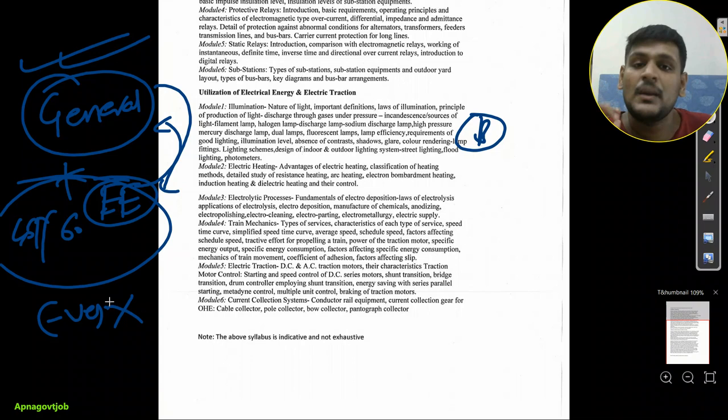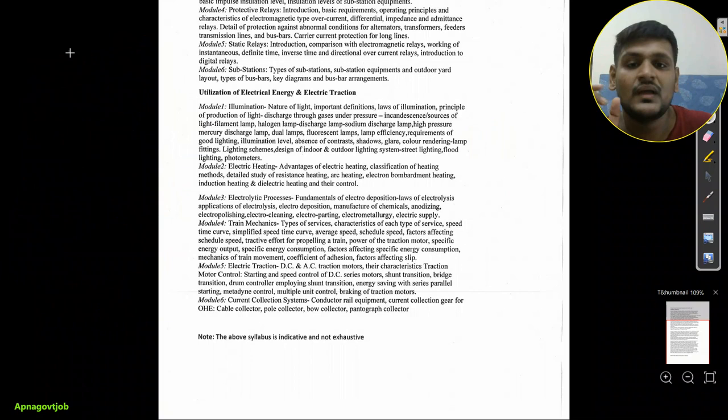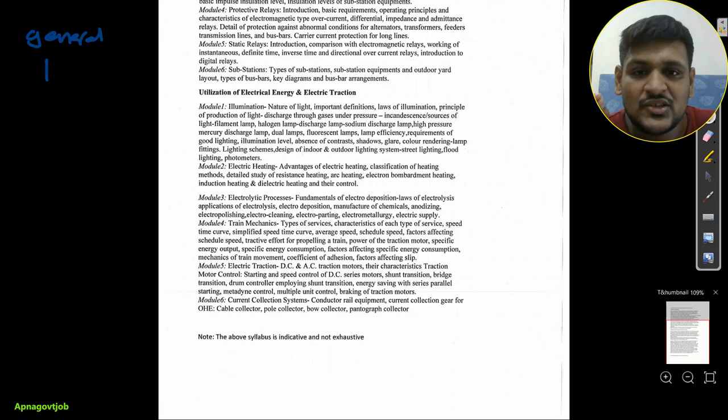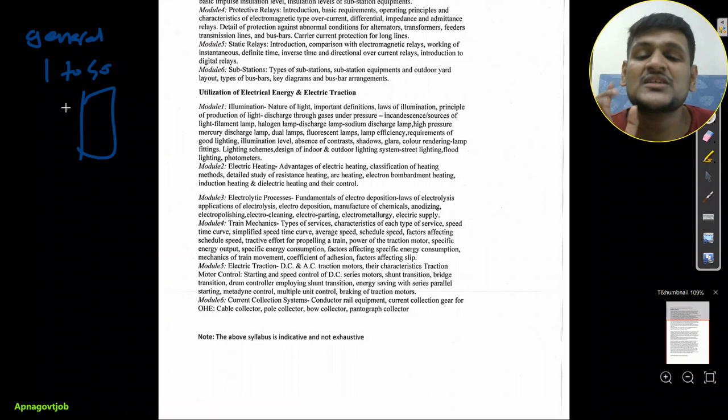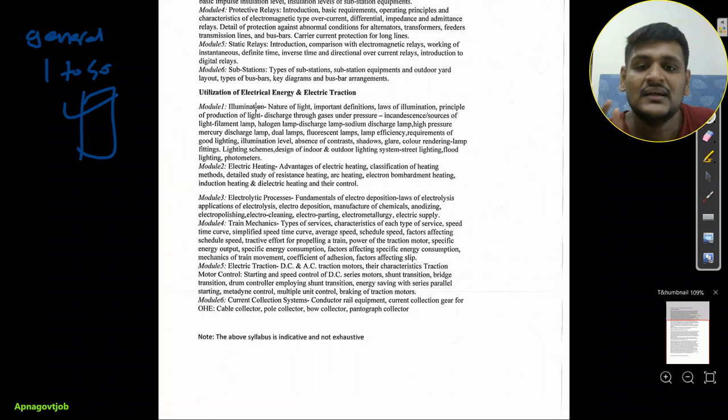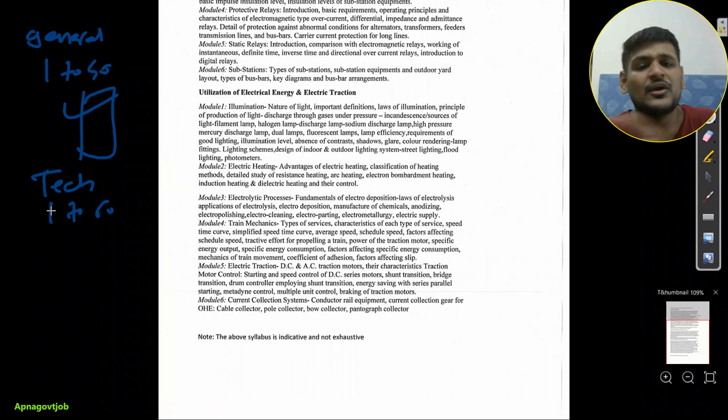The paper is offline, so I will tell you the best strategy for how to attempt it. First go through all the general questions, 1 to 40. Just mark the answers in your question paper only. Don't touch your answer sheet, or I can say your OMR sheet, right? Just go through questions 1 to 40, then go to technical, questions 41 to 100.